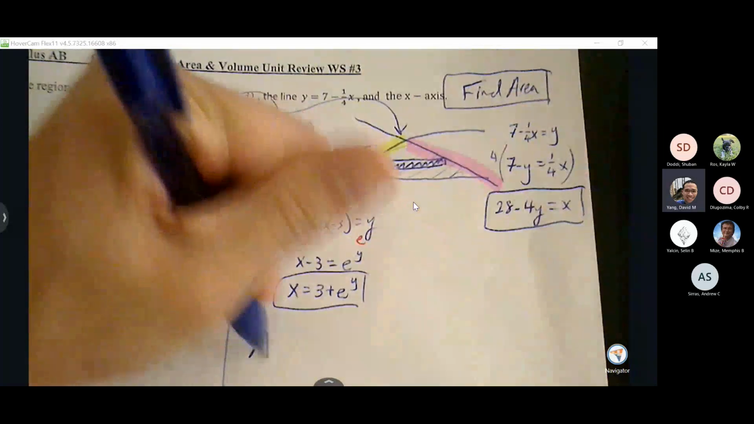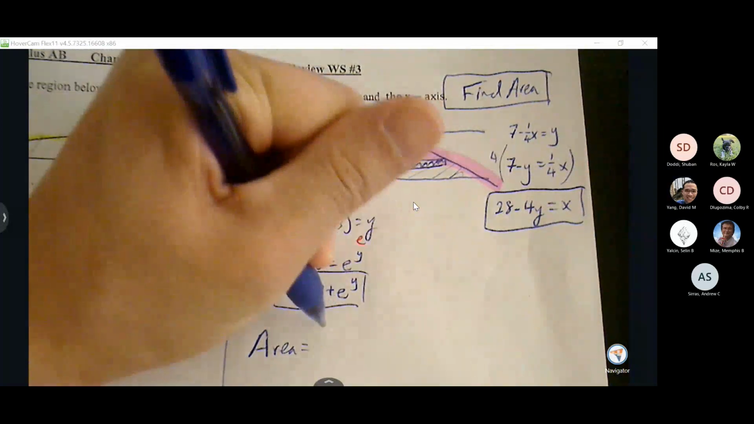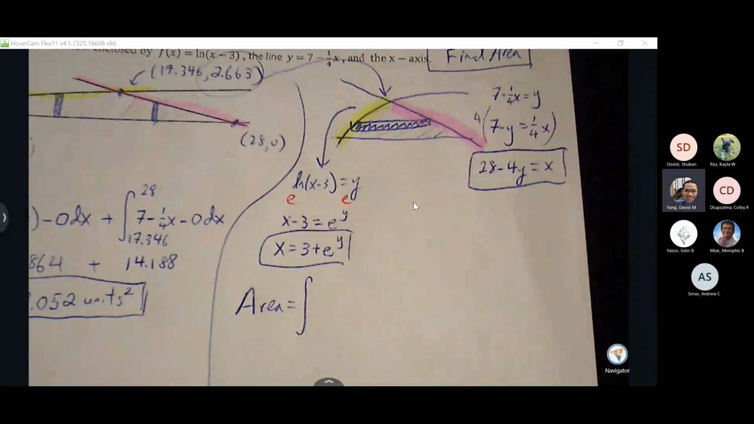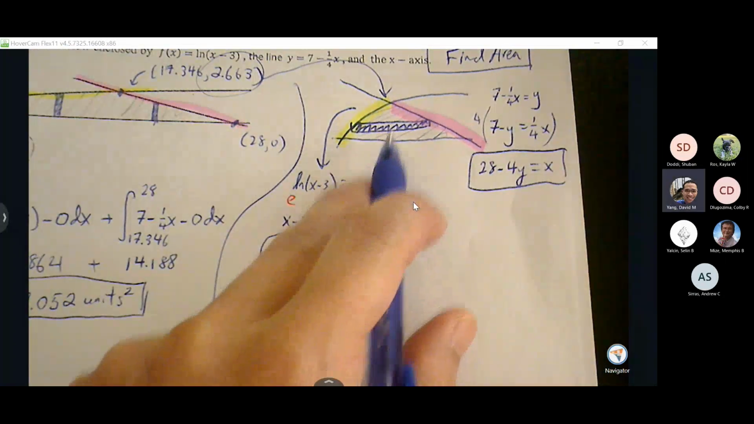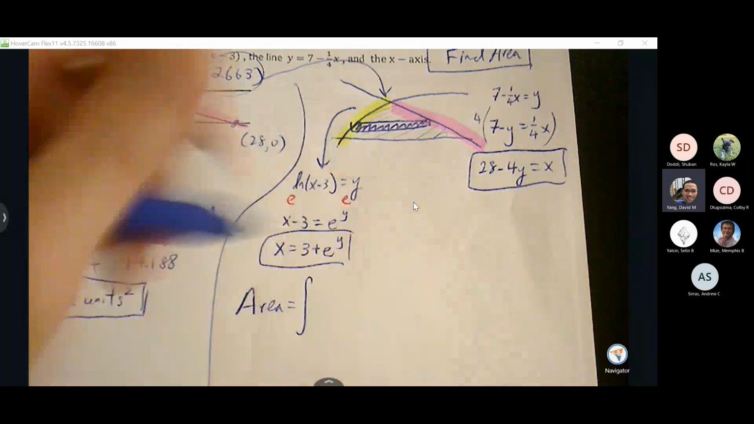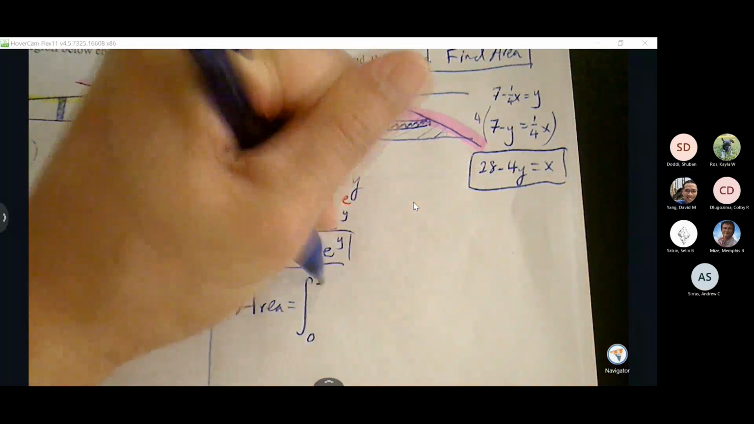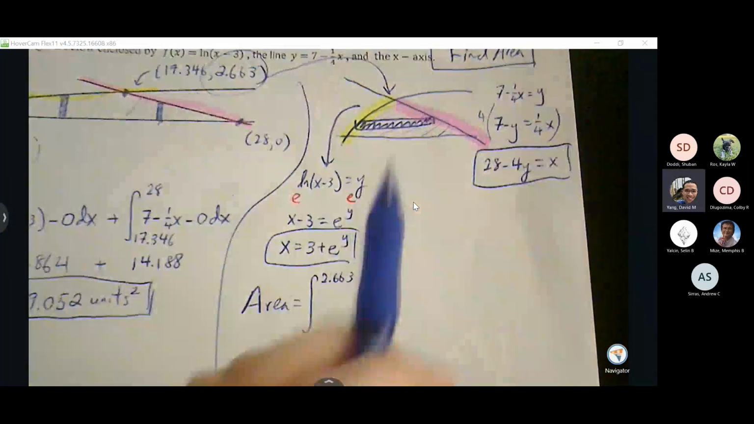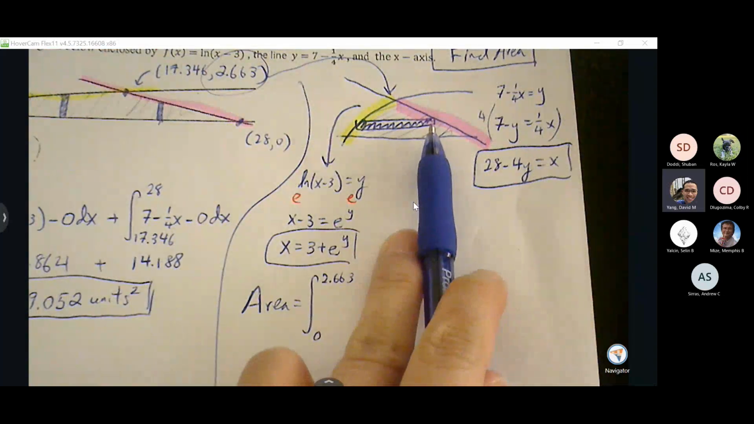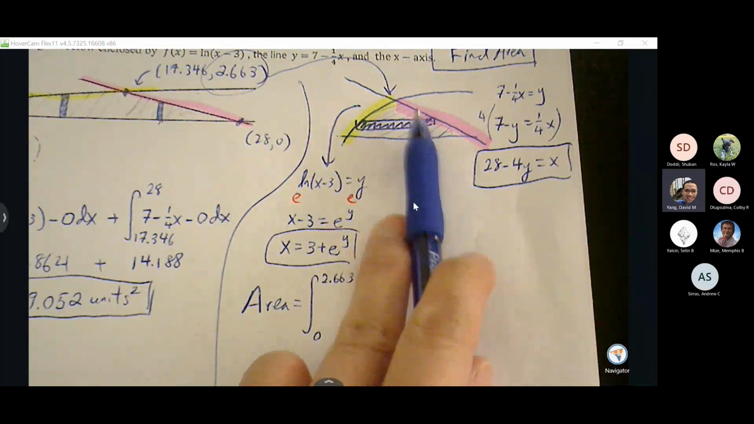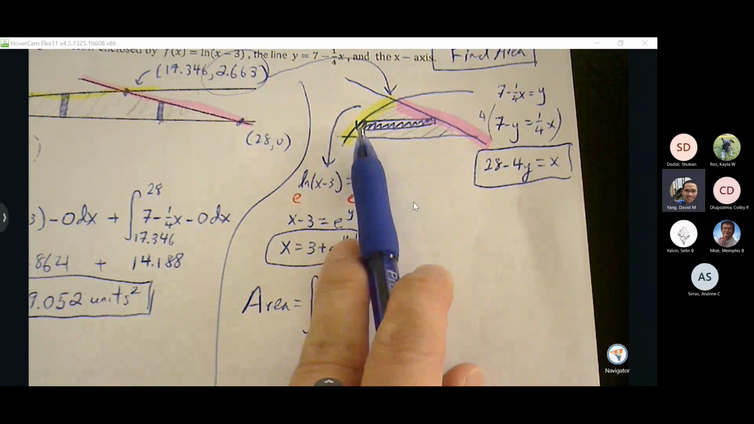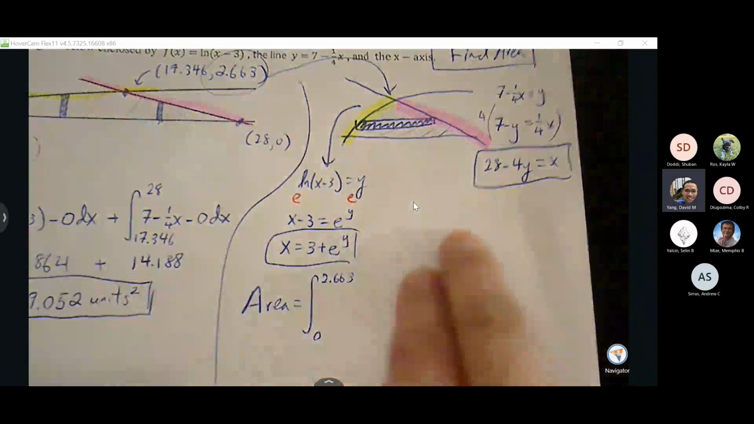Okay, so area equals the integral from the lowest y value to the highest y value, 0 to 2.663, of right minus left. So we pick out the right endpoint of the rectangle, which is touching the linear, minus the left endpoint, which is touching the curve.